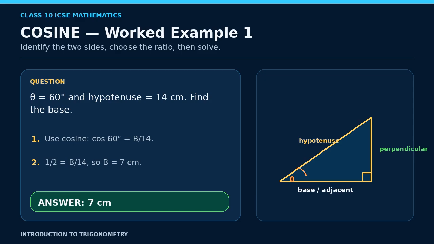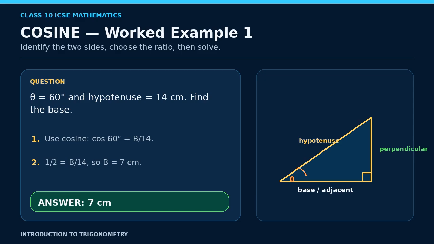Cosine examples. Example 1. In a right-angled triangle, theta is 60 degrees and the hypotenuse is 14 centimeters. Find the base. The base is adjacent to theta and the hypotenuse is known. Therefore, use cosine. Cosine 60 degrees equals base divided by 14. Since cosine 60 degrees equals 1/2, 1/2 equals base divided by 14.